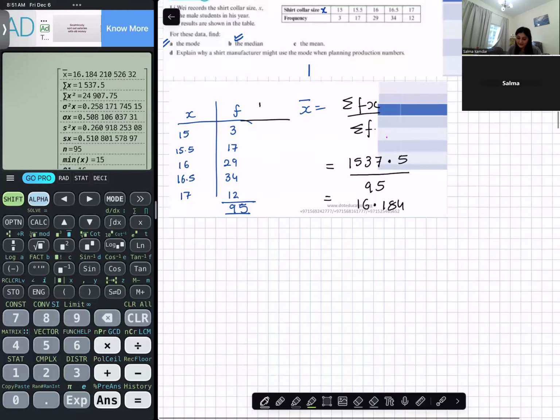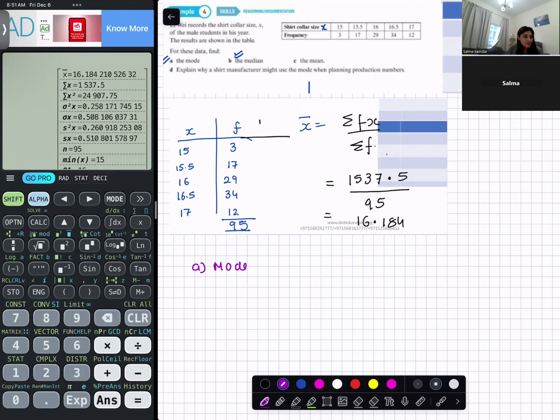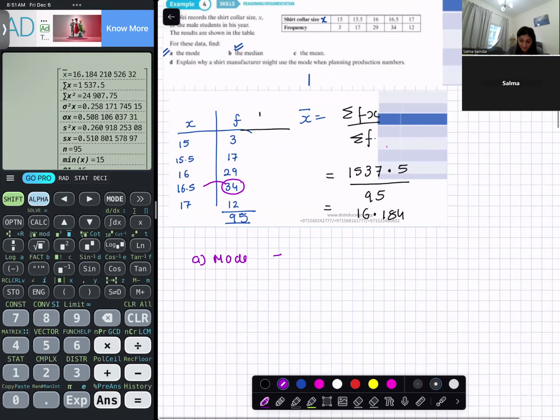Now look at solving the A, B, and C part. So I have the A part. What is the mode? Mode is the observation that is repeated the most. So I see the most repeated one is 34. That means 34 people are wearing the collar size of 16.5. It is the highest frequency collar size with 16.5. So the mode is 16.5.